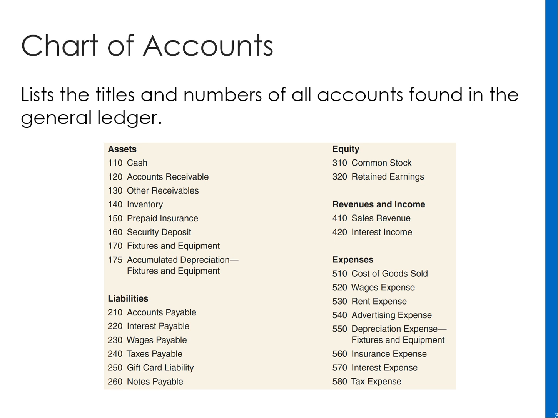Right, let's review some of the accounting terms. Chart of accounts. Chart of accounts is a list of titles and the numbers of all accounts found in the general ledger. The assets will start with 1, right? 110 will be cash. Liabilities start with 2. The equity starts with number 3. Revenue and income start with number 4. Expenses start with number 5. Right, so all these things can be found in the general ledger.